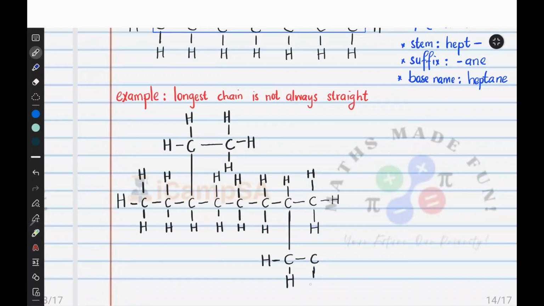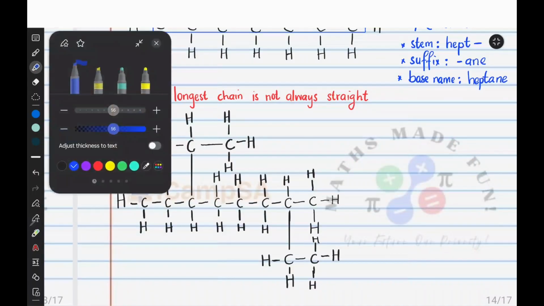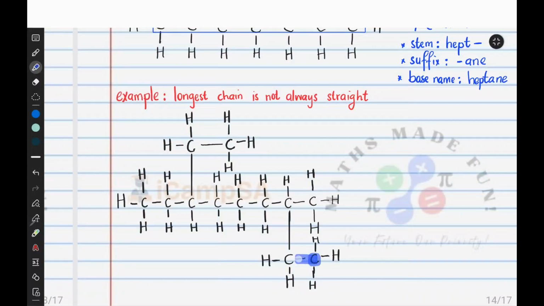The one that has a straight continuous chain would take preference when we start naming the compound. All right, so let's count now. If we add something like this, and we start counting from this carbon atom, 2, 3, 4, 5, 6, 7, 8 and 9. Now we have a continuous carbon chain that has 9 carbon atoms.